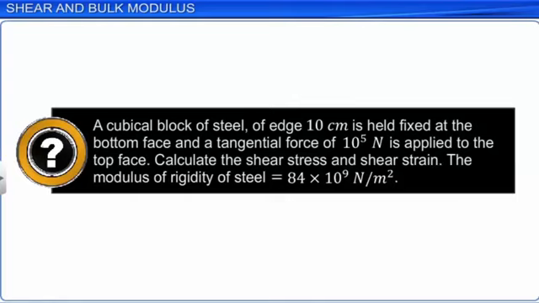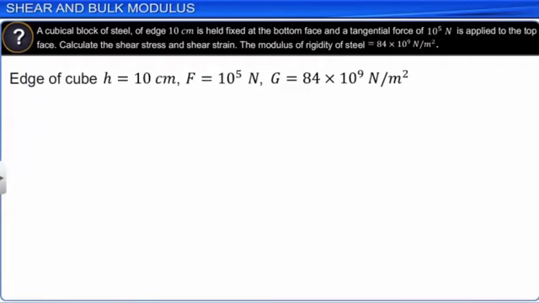The values given in the problem are the tangential force, the edge of the cube, and the modulus of rigidity. We calculate the area A of the face to which the tangential force is applied. Each face of the cube is a square, so the area would be equal to the length of the edge squared. We express the length of the edge in the SI unit, meters, before calculating A, and A is 10 to the power minus 2 meters squared.